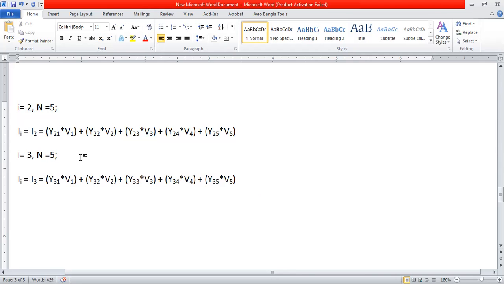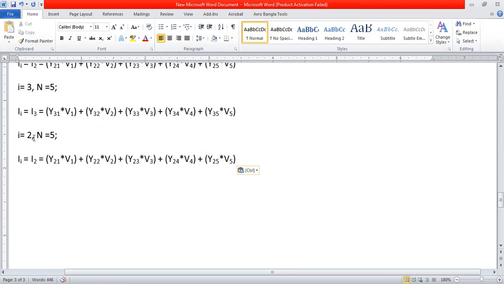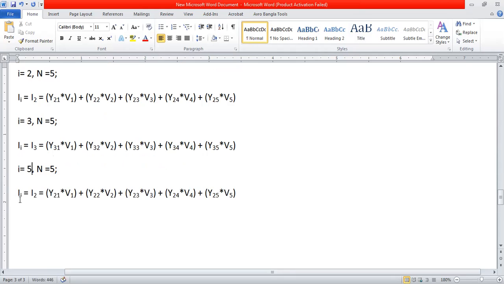And now, if we want to write the current equation for bus 5, then I is equal to 5, and this should be Y5-1 V1, Y5-2 V2, Y5-3 V3, Y5-4 V4, and Y5-5 V5. So this is how we can write down the current equation for an interconnected power system. If we understand this point, then we can move on to the next part.